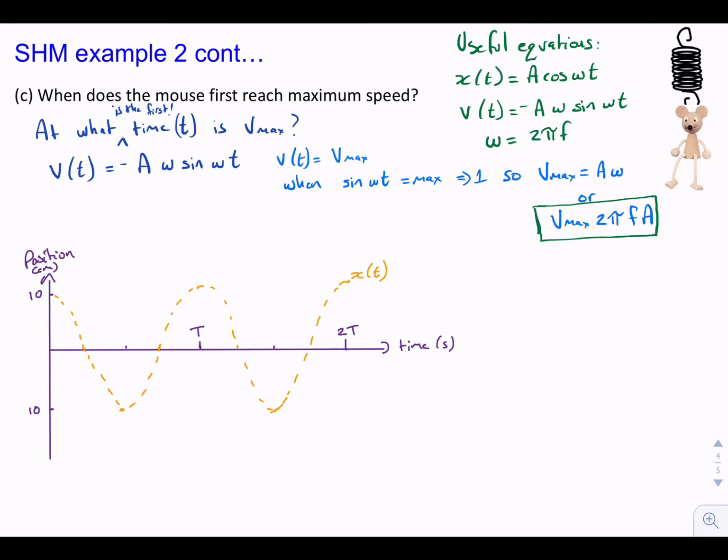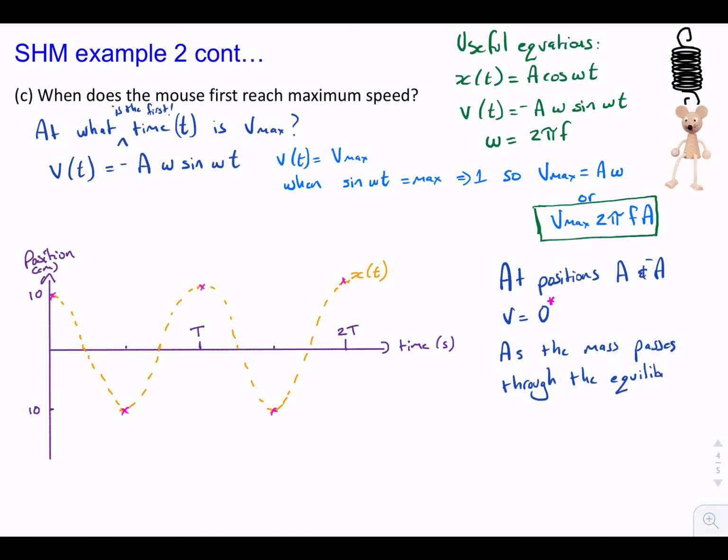We know at positions A and minus A, the velocity is going to be equal to 0. This is where the mouse is about to change direction. Points here, here, here, here, and here on the curve. And as the mass passes through the equilibrium position in between these two extremes, the velocity will be a maximum. So v will equal v max. And this occurs here, here, here, and here at x equals 0. So we can look to see where this first occurs, and that's here.